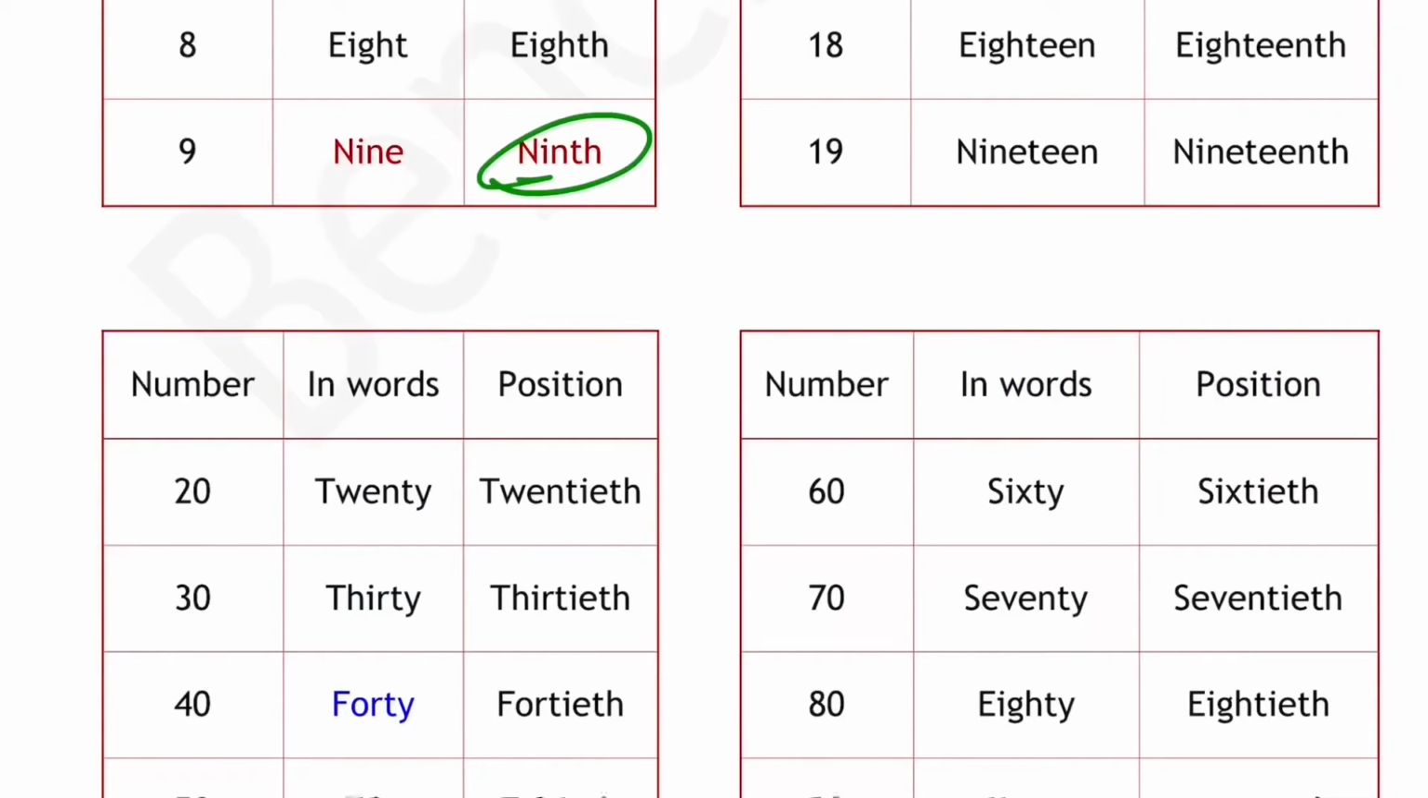If you take the numbers where you get 0 as the second digit, then this letter y is replaced with ieth. So it's 20th, 30th, 40th, and so on. But for 10 it does not apply. It is th. For 10, th will be added.